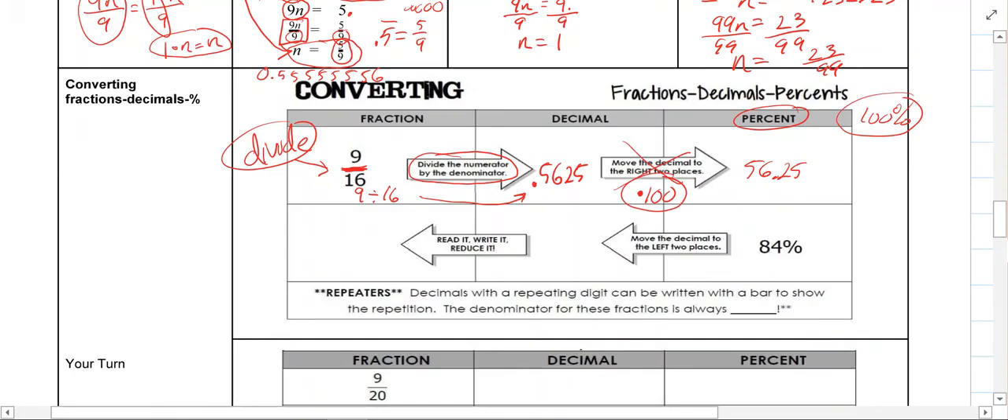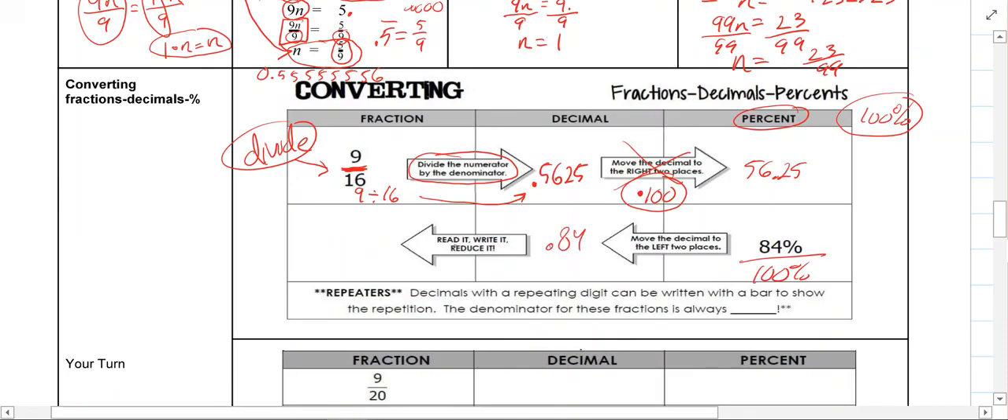All right, let's go backwards now. We begin with 84%. Well, if we multiplied to go from decimal to percent, we ought to divide, right? So we're going to divide by 100%. Well, what's 84 divided by 100%? 0.84.